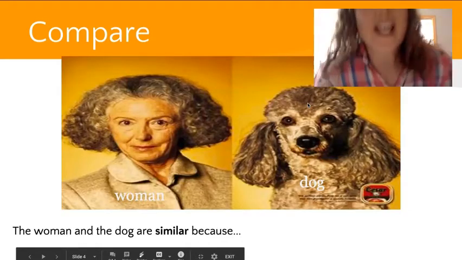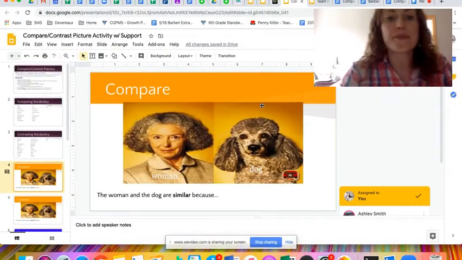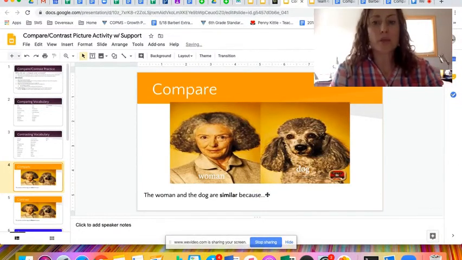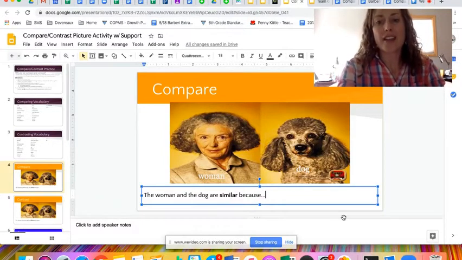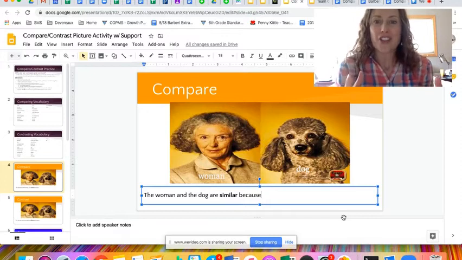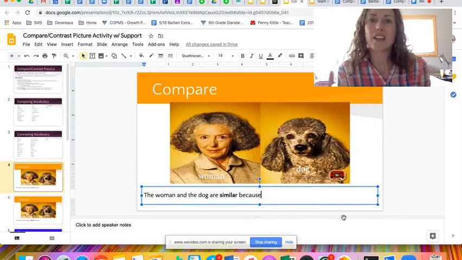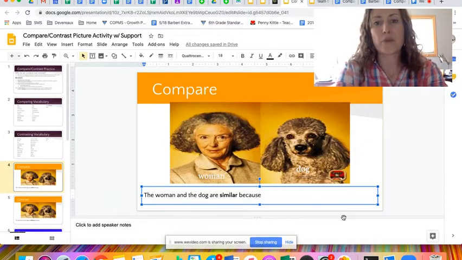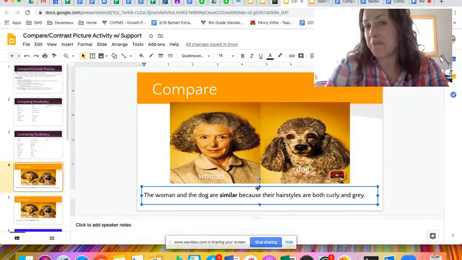All right, so here's our first slide, and we are comparing on this slide. It says, and I'm going to have to get out of presentation mode to type here, the woman and the dog are similar because. So there's in bold our comparison vocabulary word, and why are they similar? Did you mention their hair, color, and style? Their facial expression is similar. There are a few different things that we could compare here. I'll stick with the most easy, obvious one. The woman and the dog are similar because their hair styles are both curly and gray. All right, easy enough, right?